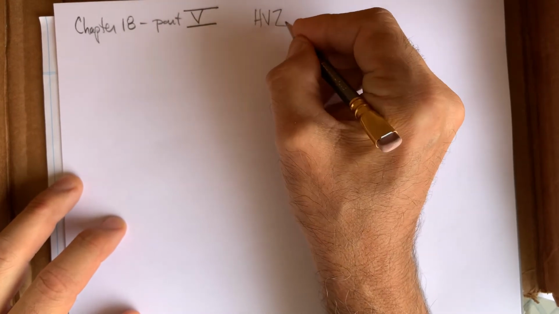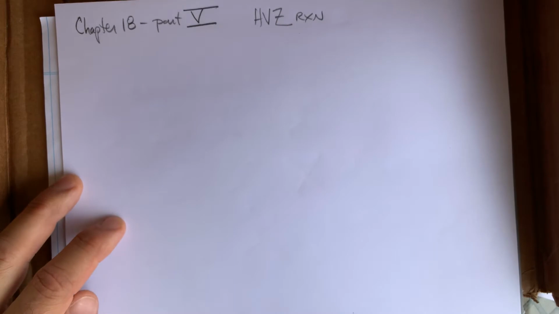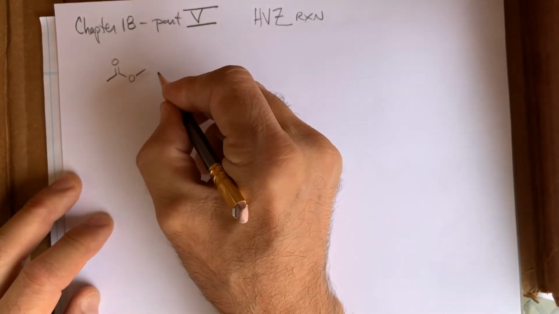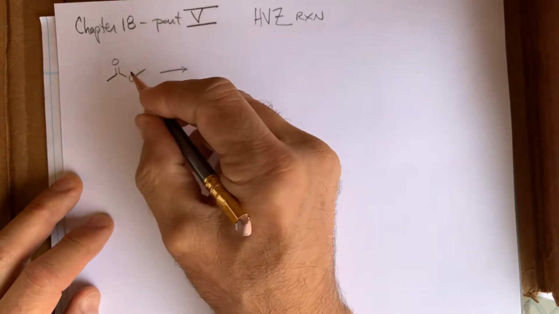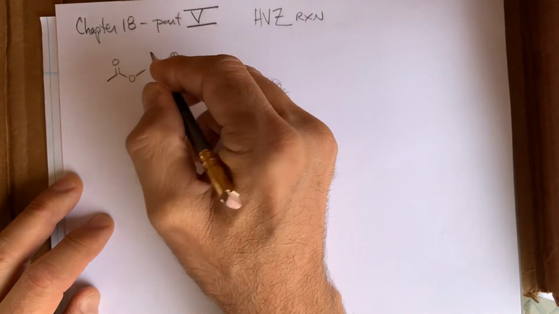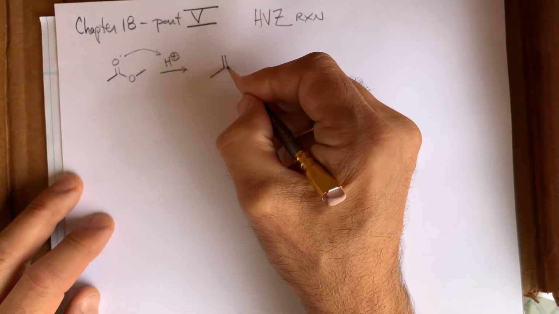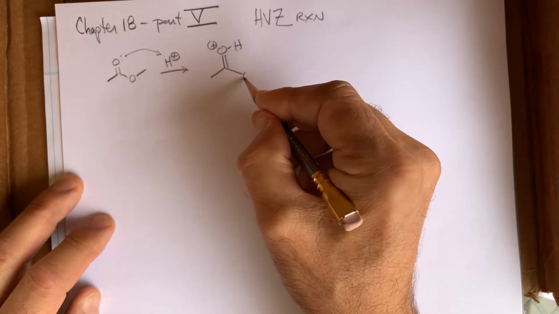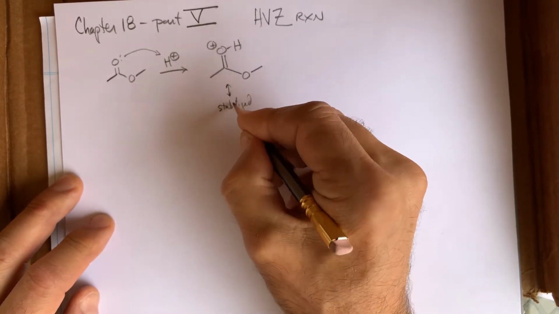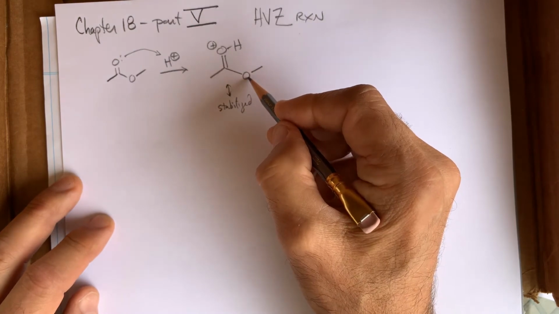Chapter 18, Part 5. When we finally get around to talking in a little bit of depth about the Hell-Volhard-Zelinsky reaction. I've made a big deal out of the fact that if you take an ester or any other acid derivative and you put it in acid, of course you protonate the carbonyl oxygen. That's a resonance stabilized protonation, because you can move the charge over to the other oxygen.